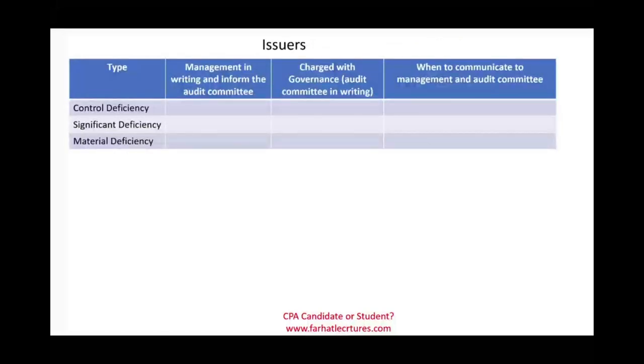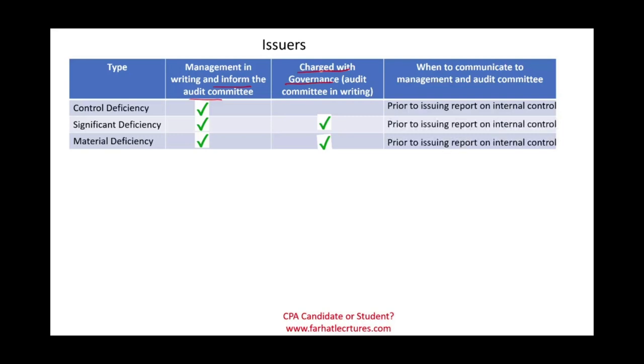Also, in the prior session, we talked about what is a control deficiency, significant deficiency, and material weakness. And we discussed who we report those deficiencies to. For control deficiencies, significant deficiencies, and material deficiencies, we would always inform management in writing, as well as the audit committee. For significant and material deficiencies, we would inform the people in charge of governance, and since it's a PCAOB audit, we would assume it's the audit committee, in writing. Okay, so when do we have to inform those groups? Prior to issuing the report on internal control.